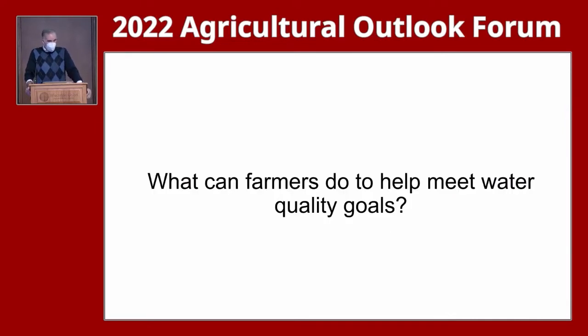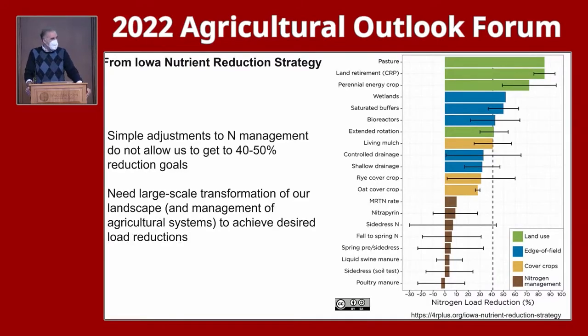So what can farmers do to help meet water quality goals? I want to give some hope for the future, that we can actually start to combat some of these problems. If we look to our neighbors to the west across the big river, Iowa's nutrient reduction strategy has a nice long list of management practices that can be implemented and quantified by the amount of nitrogen load reduction they can achieve. When I stare at this figure and at some of our own research, we realize that simple adjustments to nitrogen management are not going to allow us to get to a 40 to 50% reduction that we really need to improve.